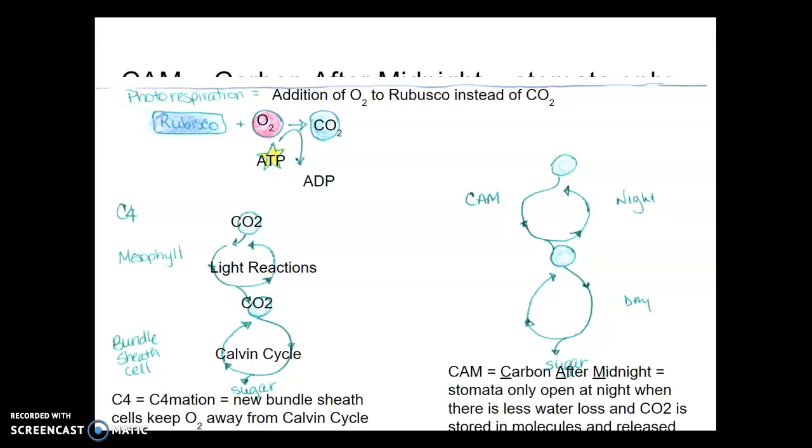CAM, I like this little acronym, Mrs. Vail made this, not me, carbon after midnight. So the stomata open at night when there's less water loss. Remember, if we're in the desert, hot day, and you open the stomata during the day, that would be bad. You'd lose a ton of water, so we don't want that. And so we do carbon after midnight instead. And the result is that the light reactions and Calvin cycle are happening during the day, and at night you're storing up carbon to be used throughout the day.